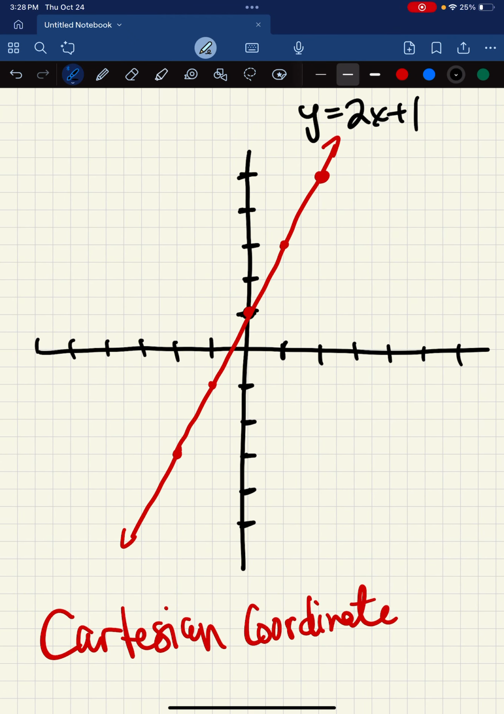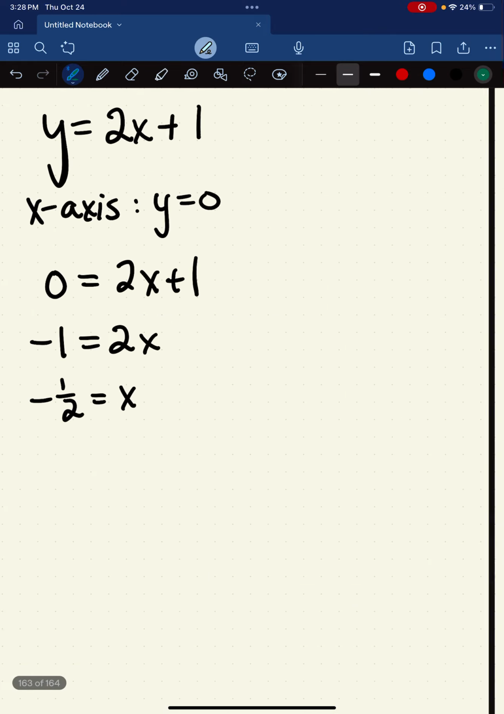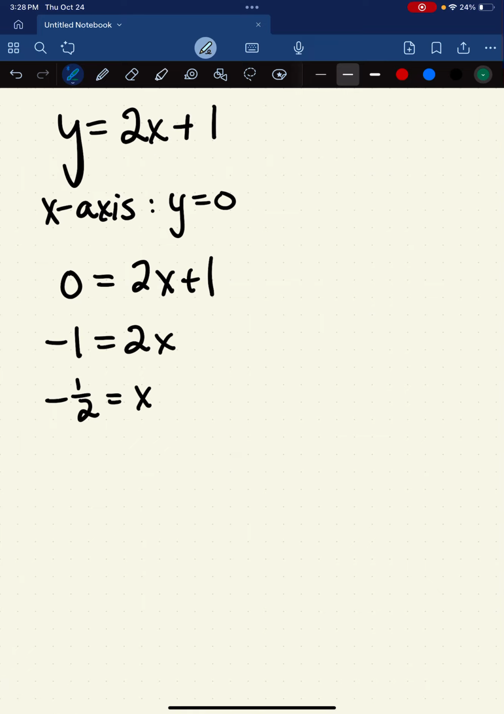And so if we go back here, you can see that. Here's the line, here's negative 1/2, that's where it crosses. And just looking at this while we're here, we would expect the value where it crosses the y-axis to be 1. Or we expect its y-intercept to be 1.